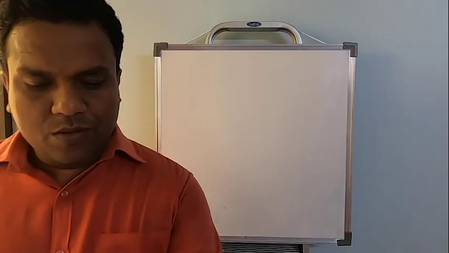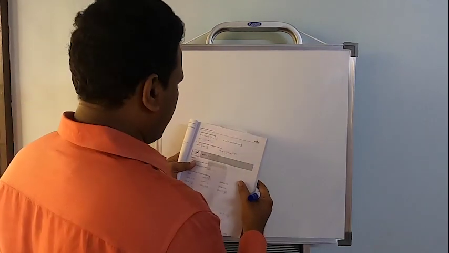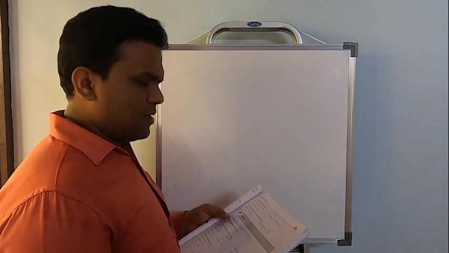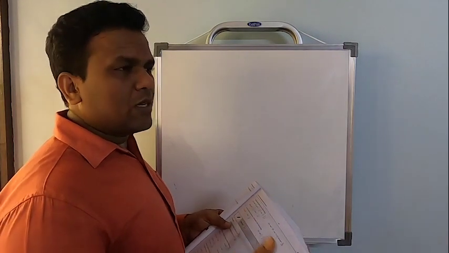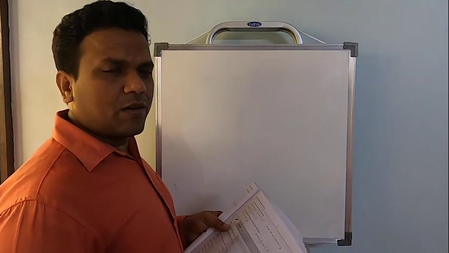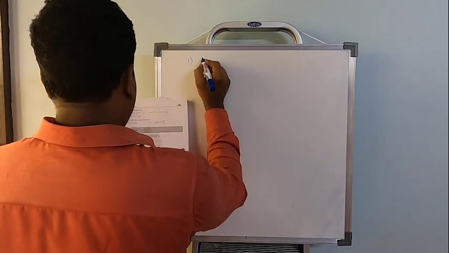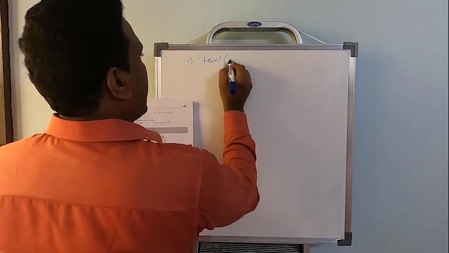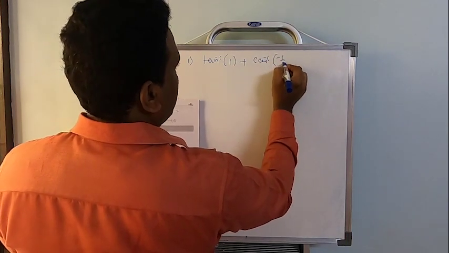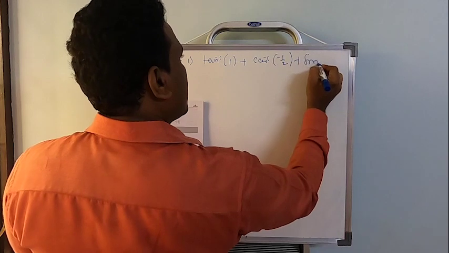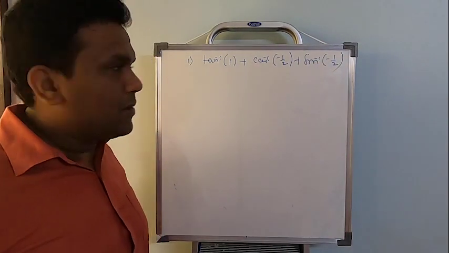Now the second one: find the values of the following. See, the first one was purely based on single inverse trigonometric ratios. Now they will give you a combination of more than one inverse, and we have to simplify. Under that, the first problem is to find the value of tan inverse of 1 plus cos inverse of minus half plus sine inverse of minus half. Okay, let's move on.